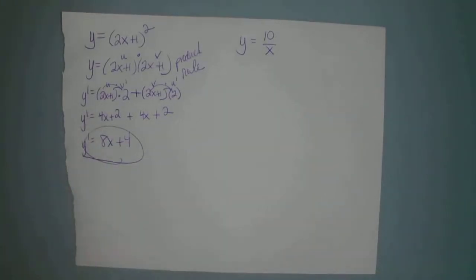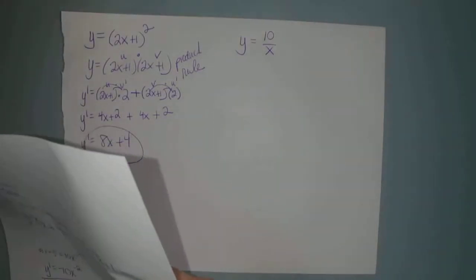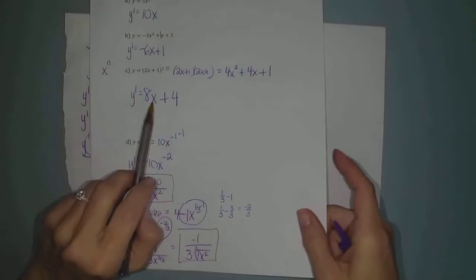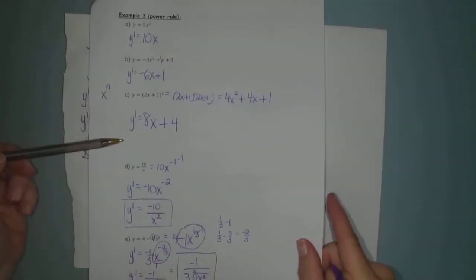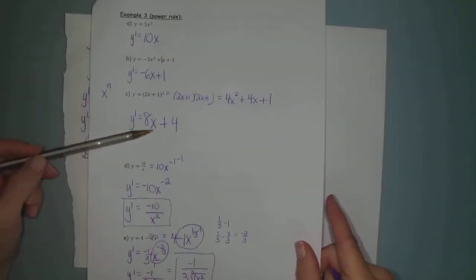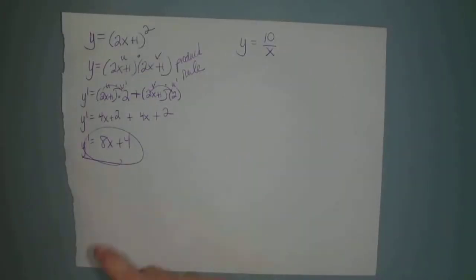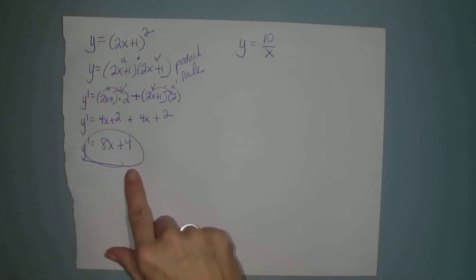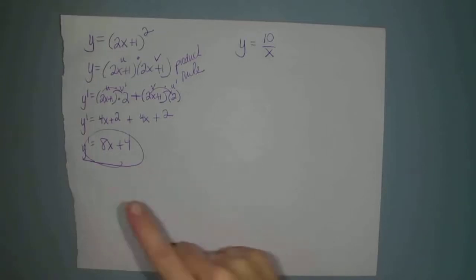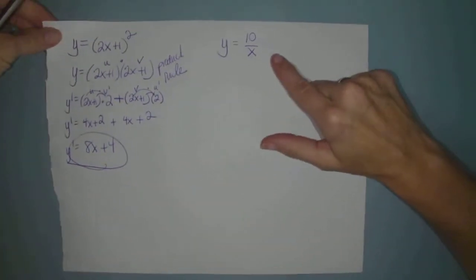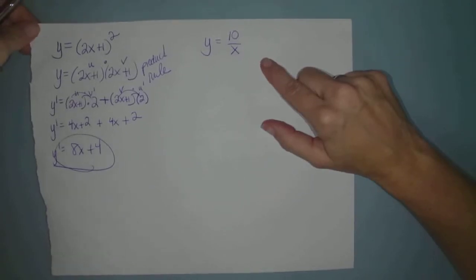And guess what? That's exactly what we got yesterday when we did example 3, part C. We got 8x plus 4. We had FOILed it, but with the product rule, you don't even have to FOIL, and you get the same answer. Okay, now another problem we did yesterday was y equals 10 over x.